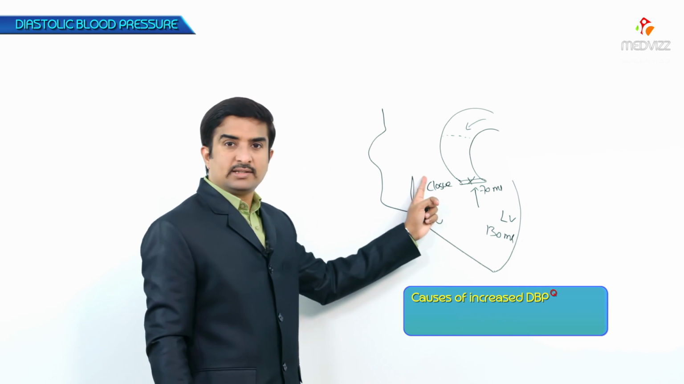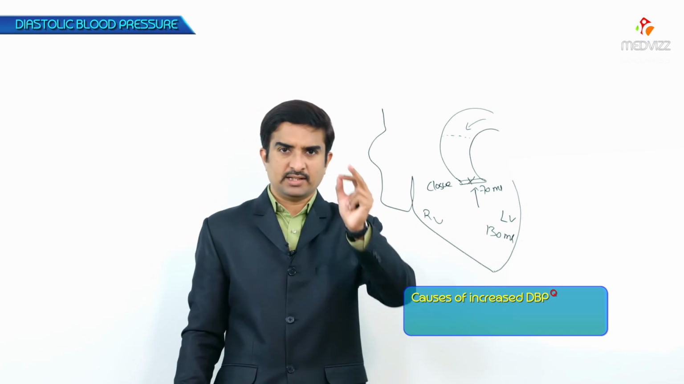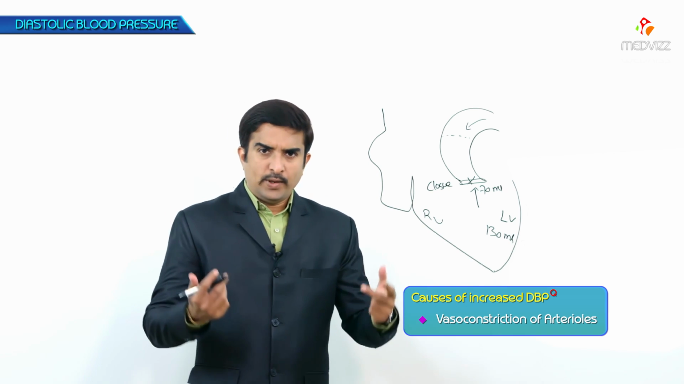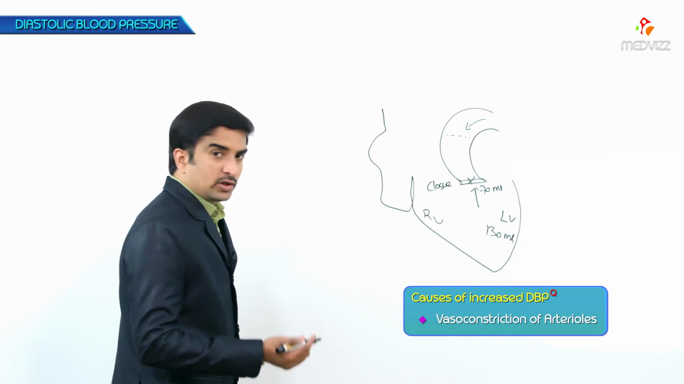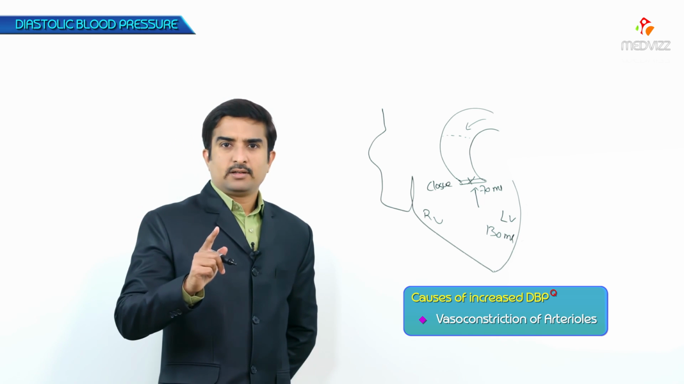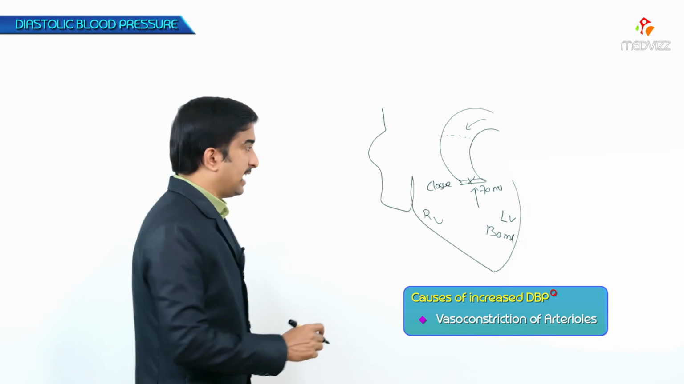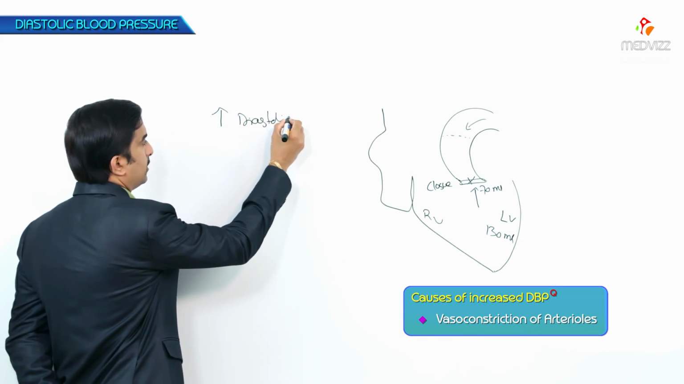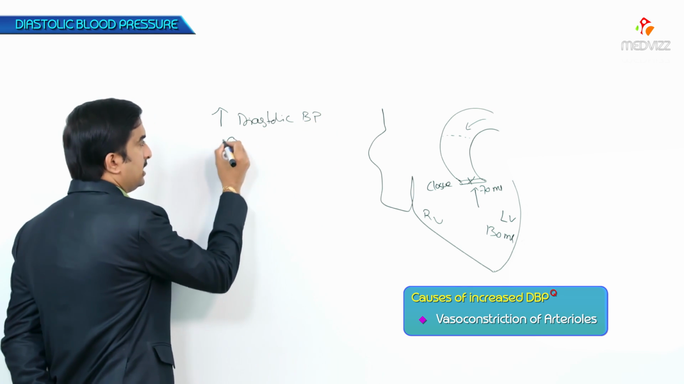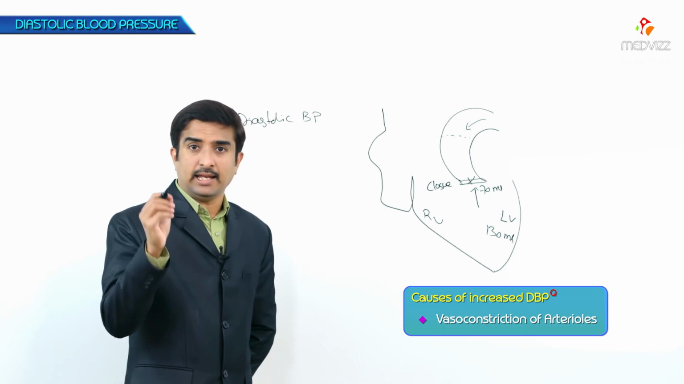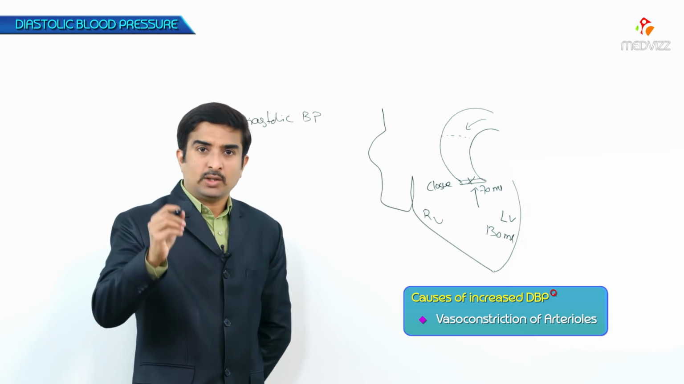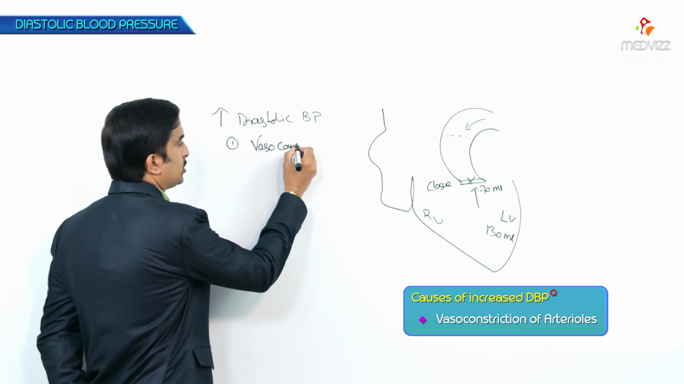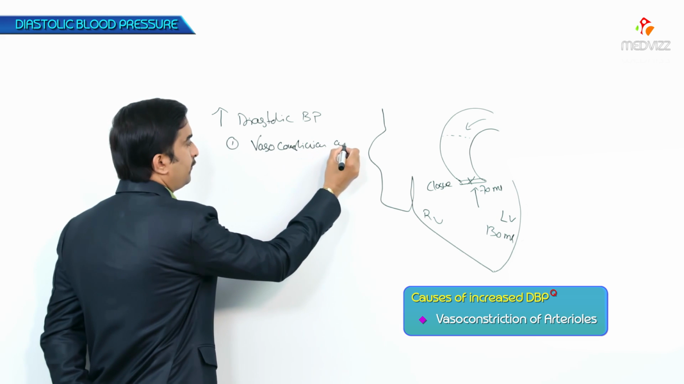So what are the causes which increase diastolic blood pressure? This is what is important for you to know as an MCQ point. First, vasoconstriction of the peripheral arteriole. So, what are the causes which are responsible for the increase in the diastolic blood pressure? Increase in the diastolic BP is seen in a condition where there is vasoconstriction of arterioles.